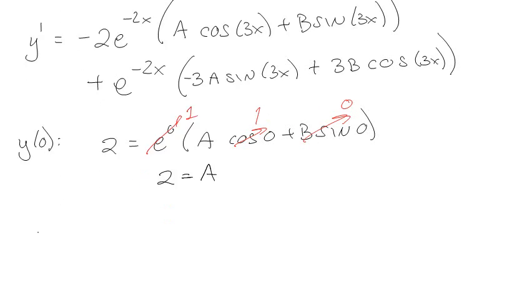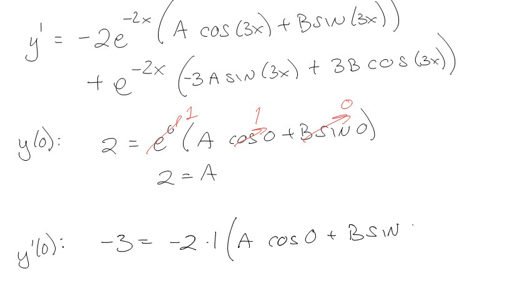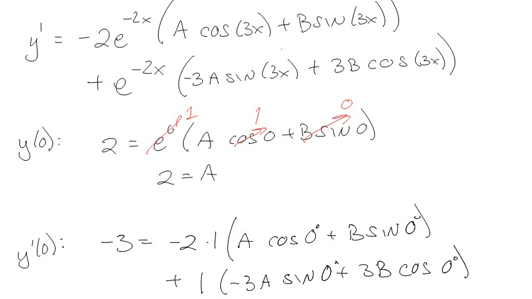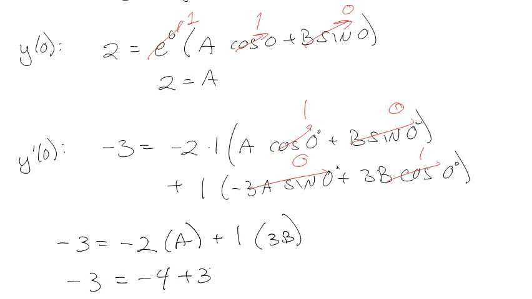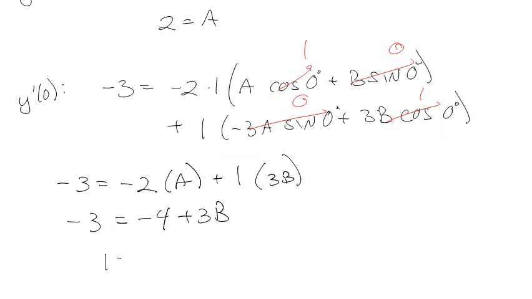So that's nice. And I know that y prime at 0 was set as negative 3. So I've got negative 3 is equal to negative 2 times e to the 0, which is 1, times a cosine 0 plus b sine 0, plus 1 times negative 3a sine 0 plus 3b cosine 0. Cosine of 0 is 1. Sine of 0 is 0, sine of 0 is 0, cosine of 0 is 1. Keep going, just kind of power through, do some math. Minus 2 times a plus 1 times 3b. I know what a is. And I just keep doing math. So b is 1/3.